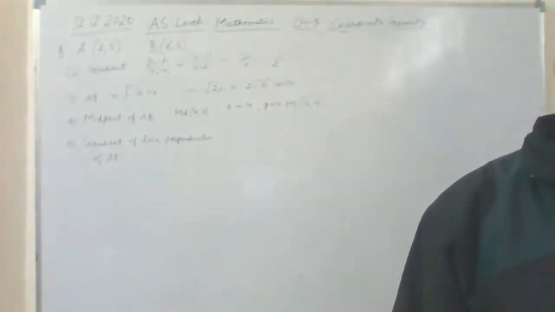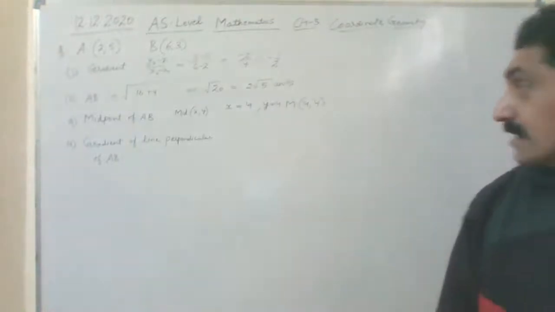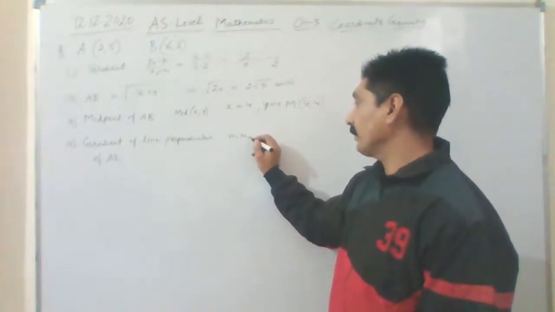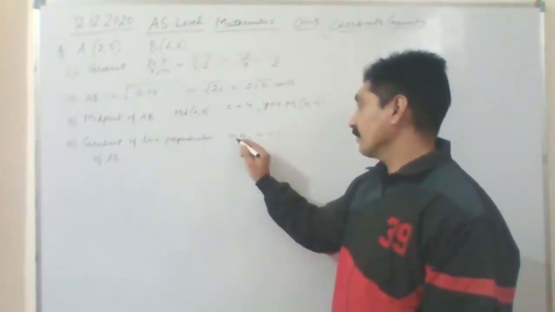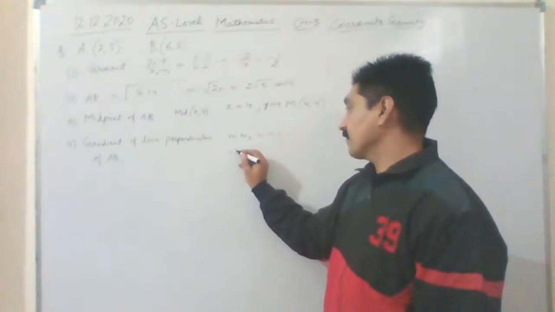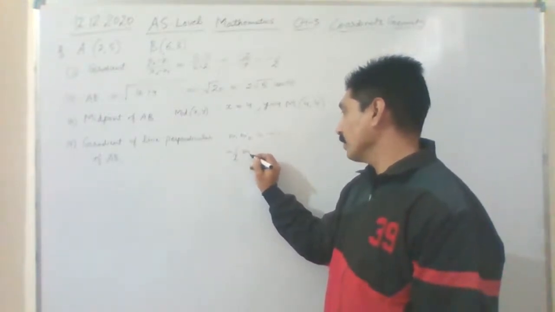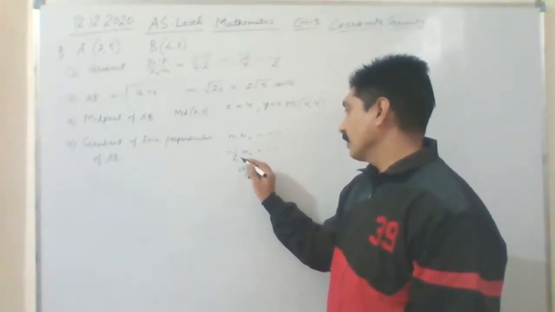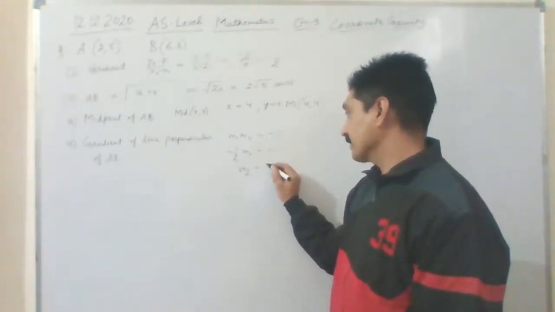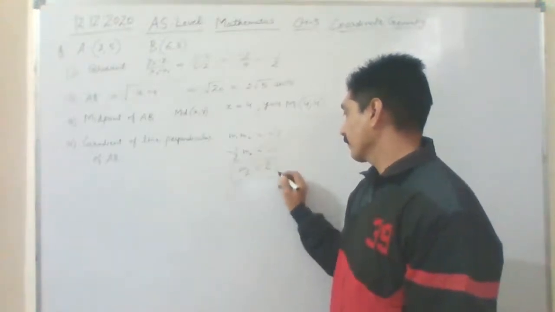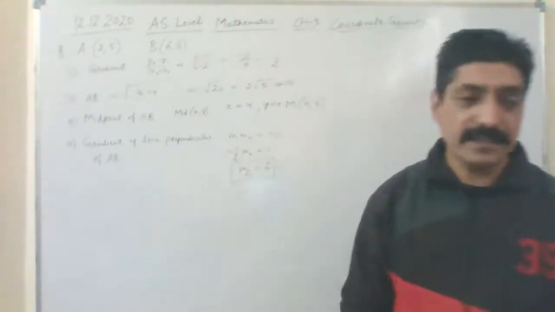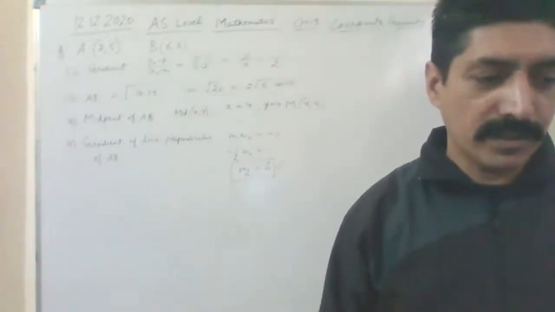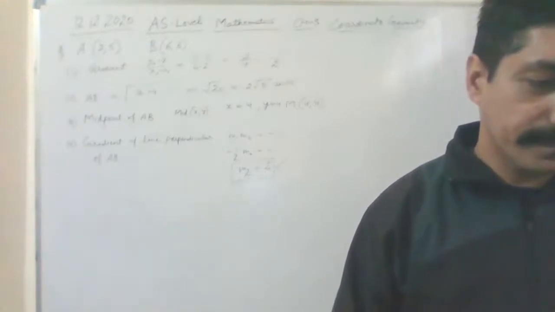Right? So here, what are the coordinates? 4 and 4. Now here we know m1 into m2 is equal to minus 1, for the gradient of a line perpendicular to AB. So if one gradient is minus 1 by 2, m2 is equal to minus 1, so slope of m2, minus will become plus. Slope of the line is plus 2, right? So this is about this question here.